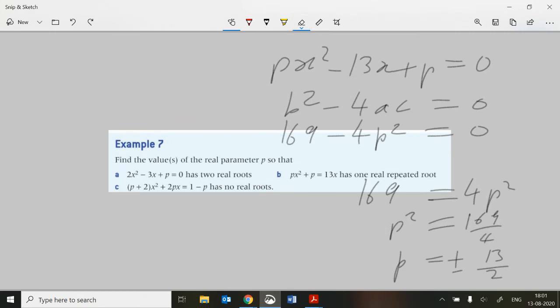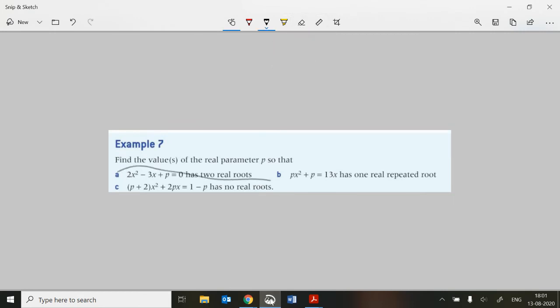Okay, and with C, this equation has no real roots. So no real roots, again, is going to mean b squared. Start off with the equation, in fact, so we've got p plus 2 lots of x squared. Then we have plus 2px as our term which involves x, and then we have plus p minus 1 when we take stuff to the other side. So this is our c, if you like. Okay, so b, c, a.